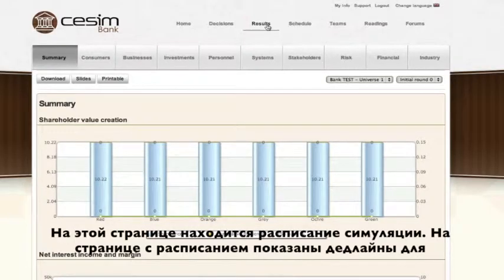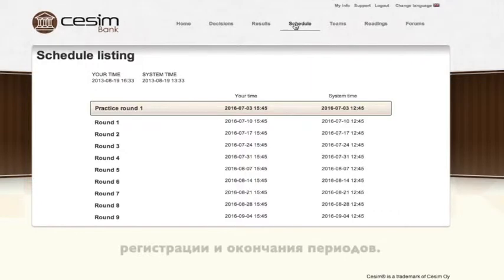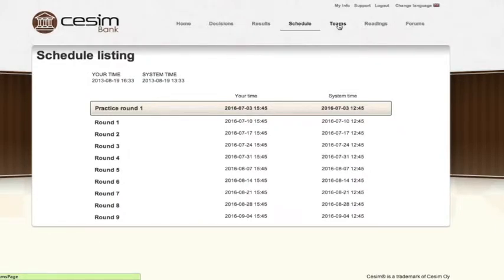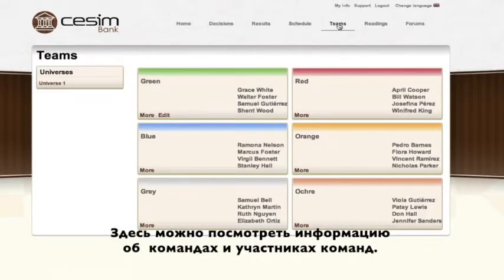The simulation schedule is available on this page. The schedule page presents deadlines for registration and also the actual rounds. These deadlines are set by the instructor and can be modified during the simulation if needed. Teams and team members in your market can be viewed here.